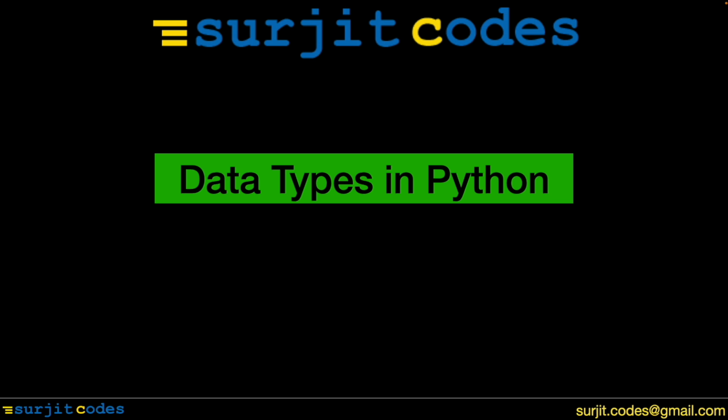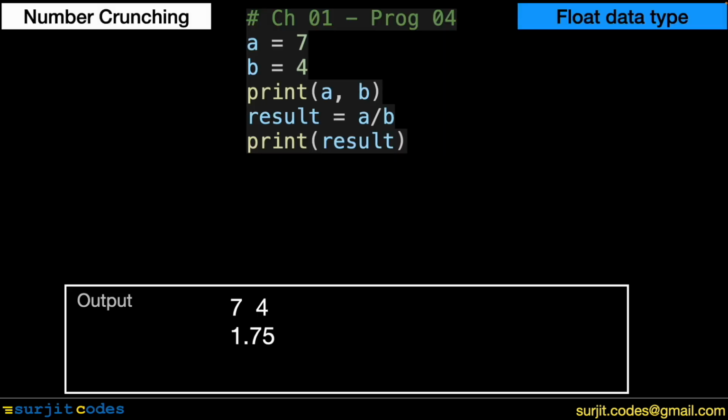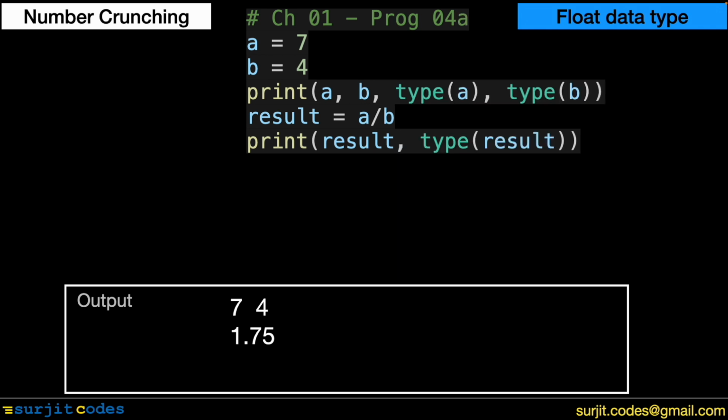Slash is the arithmetic operator for division in Python. So if A is 7 and B is 4, A by B is 1.75. So far, so good. But the question is that the result is not an integer this time. Then how do we store it?